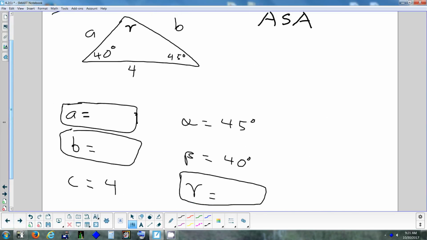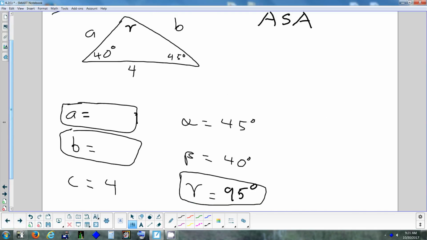75. Well, let's add those first. What's 45 and 40? 85. 85. And then subtract 85 from 180. 95. Yep. Now you have a row with everything in it.